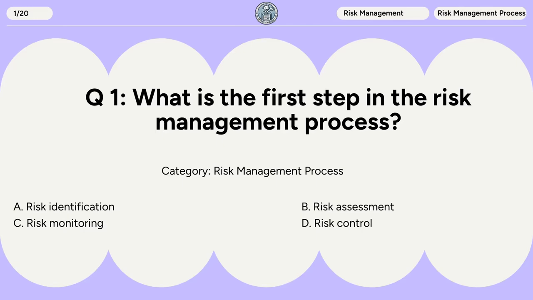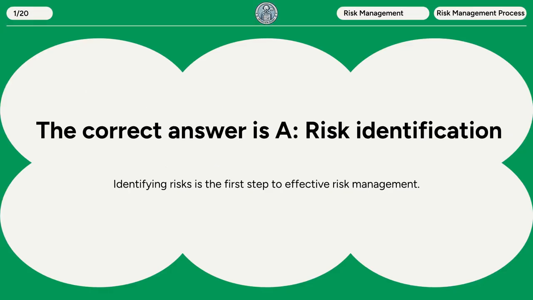Question 1. What is the first step in the risk management process? A. Risk identification. B. Risk assessment. C. Risk monitoring. D. Risk control. The correct answer is A. Risk identification. Identifying risks is the first step to effective risk management.